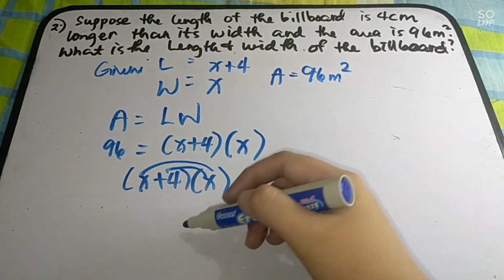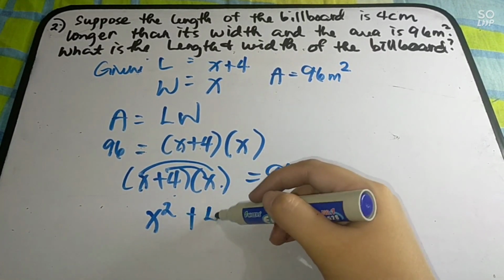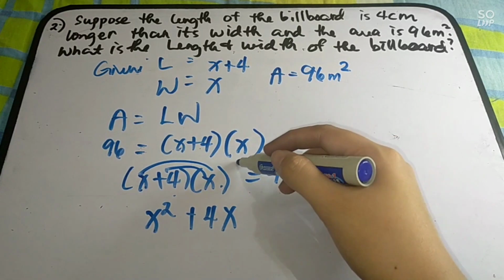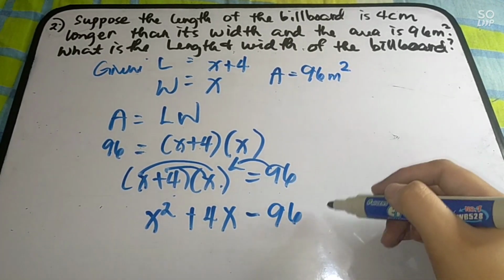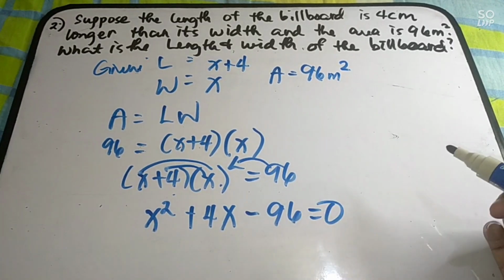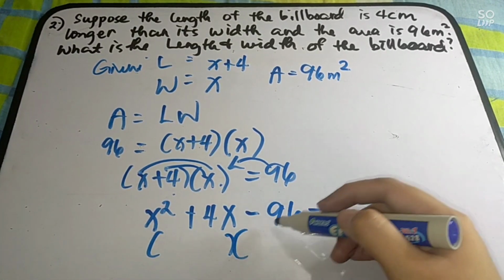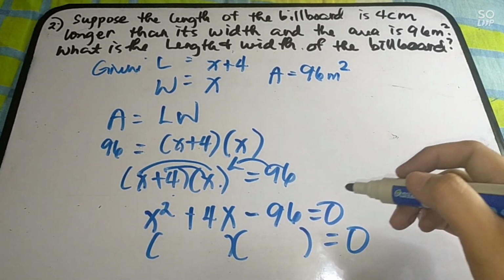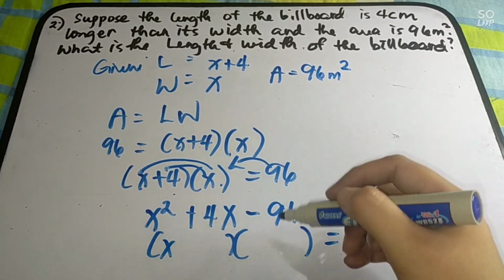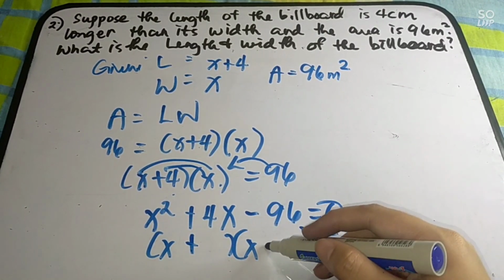Just multiply it. X times x, you have your x squared. 4 times x, we have your plus 4x. Si 96, just transpose to the other side, it becomes negative 96 is equal to 0. Meron na tayong standard form. We are going to factor now. We are going to factor x squared. We have x and x. Since negative ito, isang positive, isang negative.